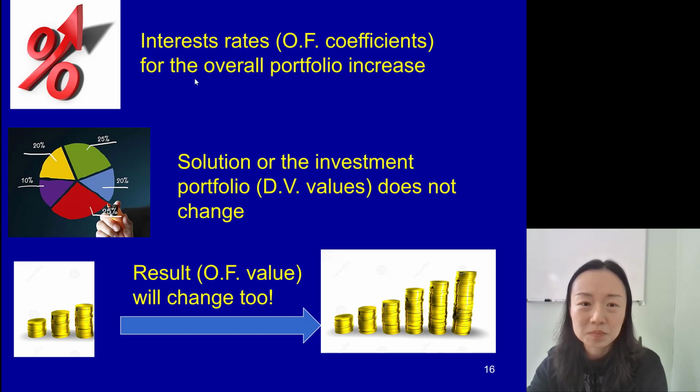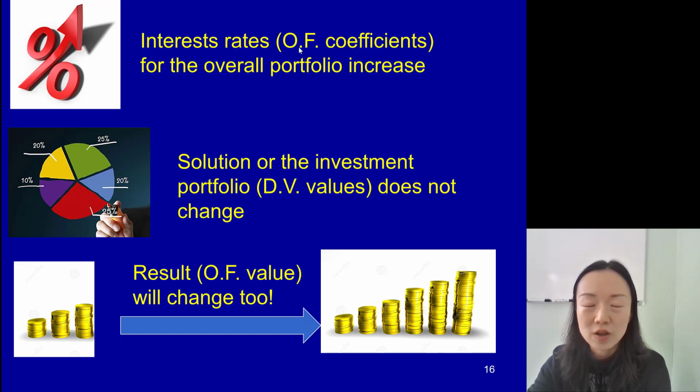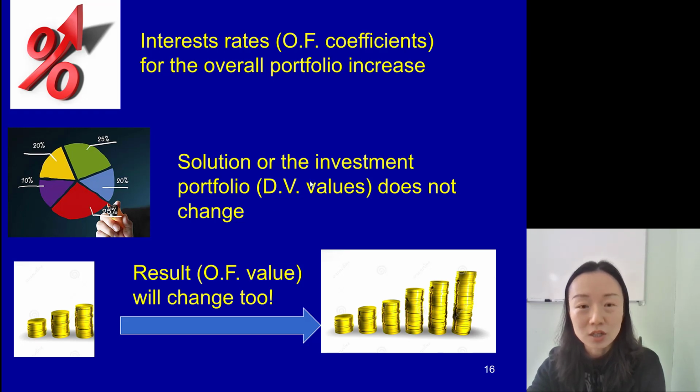things. And when we change the objective function coefficients, for example, the interest rate for the overall portfolio, then even though the solution does not change, meaning the amount of money we put in each bond, the result will still change, right? Think about it. We still put the same amount of money in each investment. So the solution is the same. The solution remains the same. But because the interest rates, which represent the objective function coefficients, increase, then for sure your result, which is the objective function value, will change too.